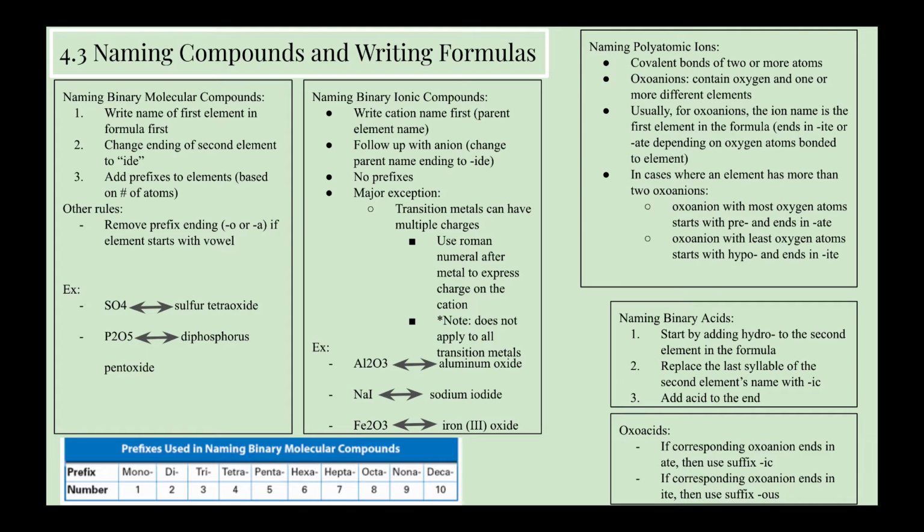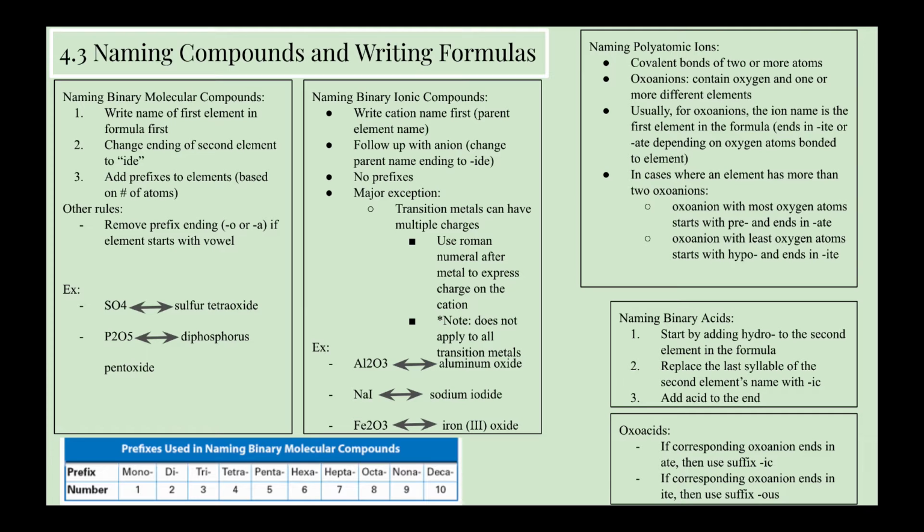Let's go ahead and move on to naming compounds and writing formulas. First we're going to start by naming binary molecular compounds, which are just two bonded nonmetals. First we write down the name of the first element in the chemical formula. Then we write down the second element and change the ending to "-ide". We also have to add prefixes to the elements based on the number of atoms in the chemical formula. Another rule is to remove the prefix ending O or A if the element starts with a vowel. Also, if the first element only has one atom, then you don't have to add the prefix mono to it.